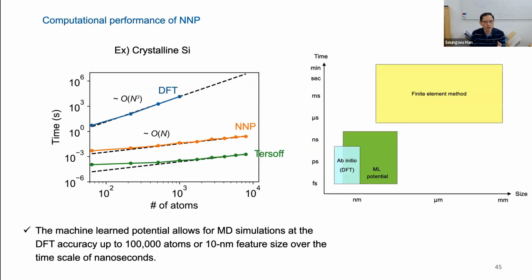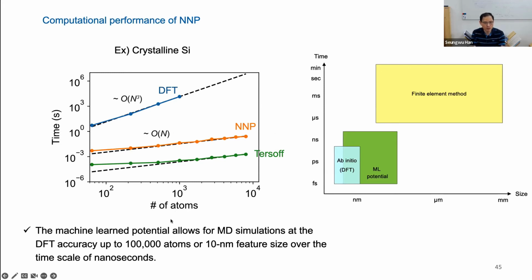All right. So if we compare the speed of the machine learning potential, this is the example of silicon, this is the number of atoms you are dealing with, and this is the time required to calculate the energy. The DFT calculation scales with the order of N cubed, so the computational cost increases very rapidly. But in the case of the neural net potential and also the classical potential, it increases with order N, because of the locality. So the increase is much slower with respect to the number of atoms.